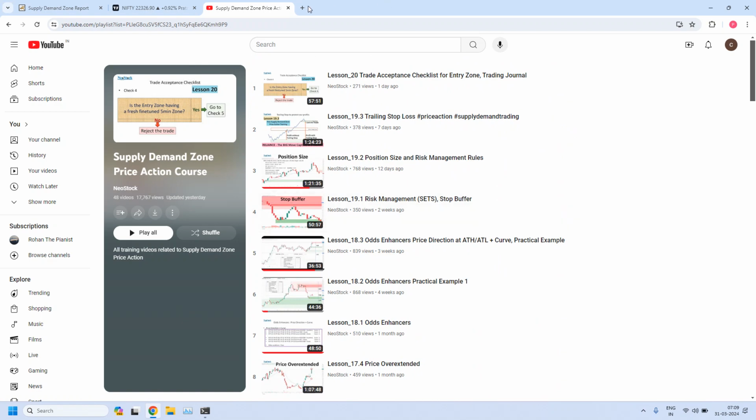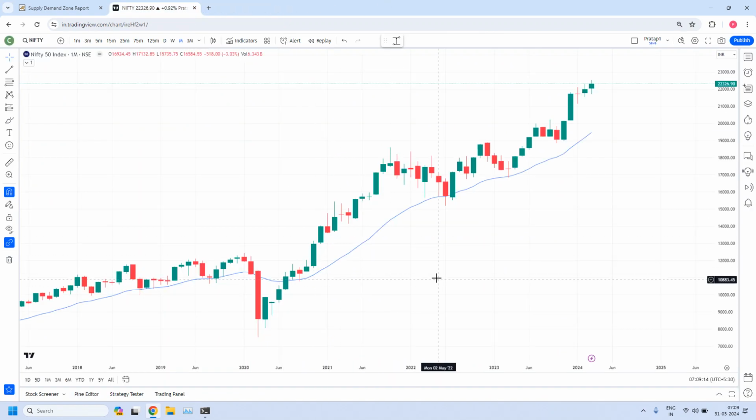Now let's get into the analysis of NIFTY 50. So let's start our analysis from monthly time frame. Even before that, what is the main goal of this analysis? To identify what are the support levels and resistance levels for NIFTY 50 for this upcoming week activity, and also on Monday what could be the trading levels we can identify.